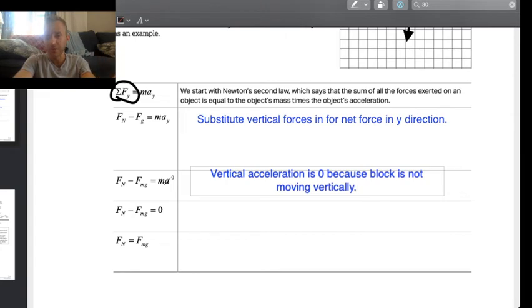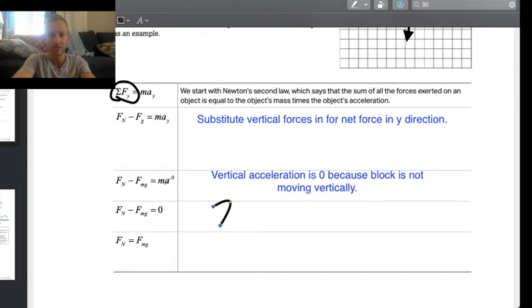0 times m equals 0. This third line is so basic, I'm just going to put a question mark. Like, what do they even mean? That's just so basic.